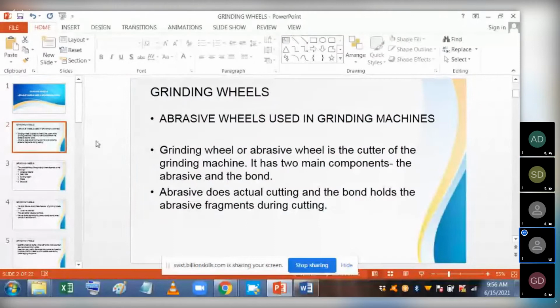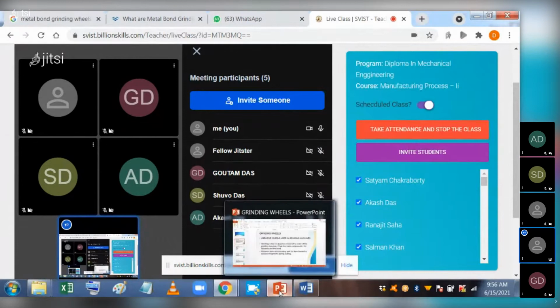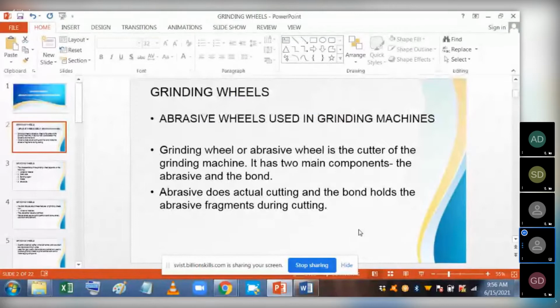Now the grinding wheels, these are abrasive wheels used in grinding machines. Now what is an abrasive wheel? Can anybody tell me what is an abrasive wheel? What is the meaning of abrasive? Sir, jeta diye tools ke remove kore, mane materials ke remove kore. Yes. Abrasive substances are substances which generate friction when rubbed against an object and remove the material.